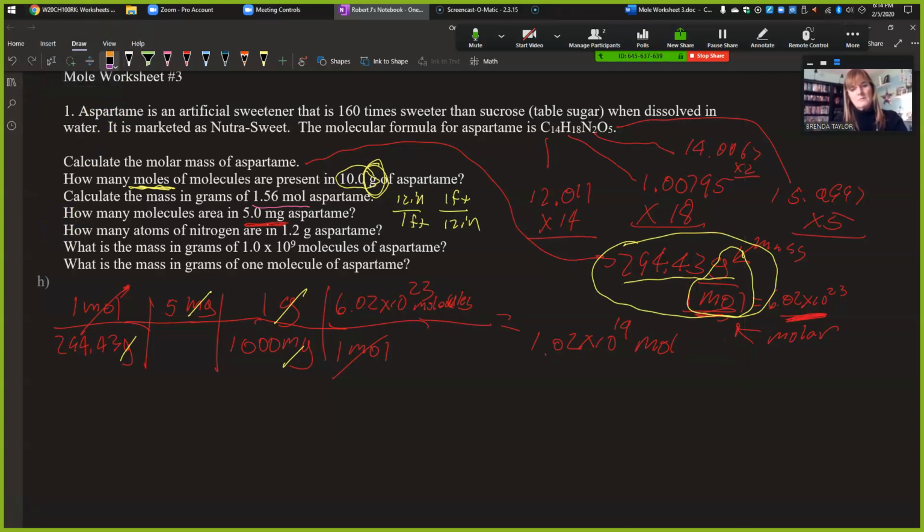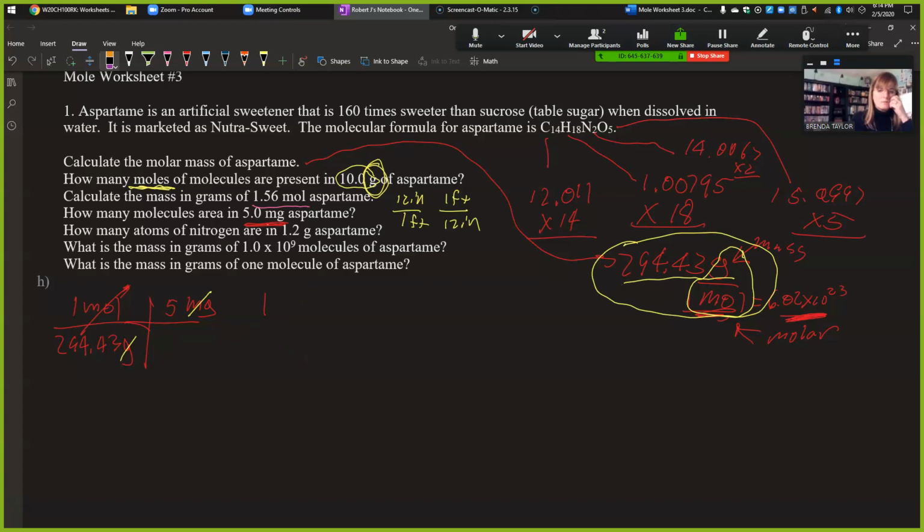Okay, so the next question is, I don't know, slightly more interesting. It makes us think about what the molecule is composed of. So this is asking about atoms of nitrogen. Okay, so what that means is I'm looking for a number. So the only way I can get to a number is by starting off with moles. So I'll write it upside down again. So I've got 1 mole, and then I've got 294.43 grams. And this is aspartame.